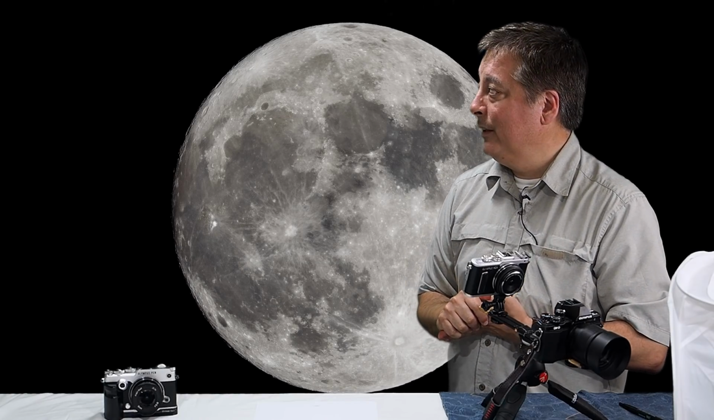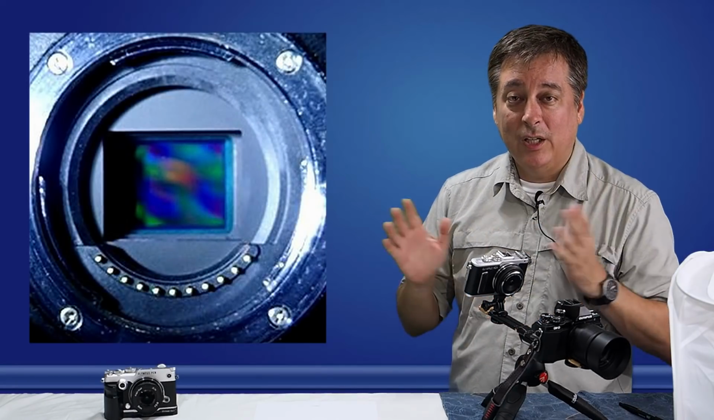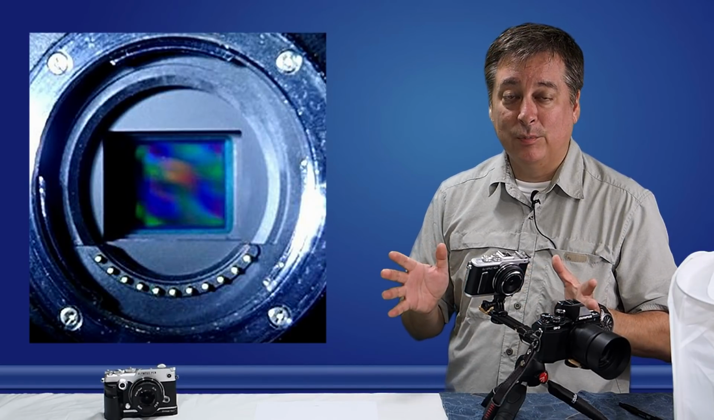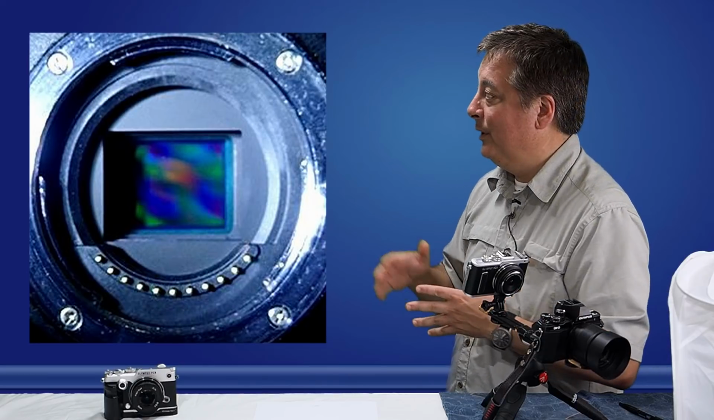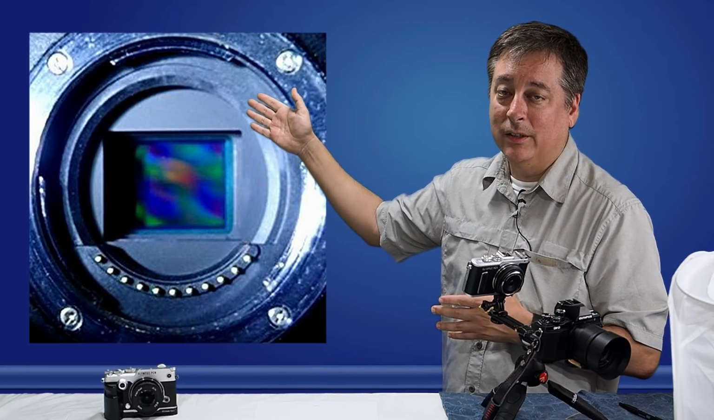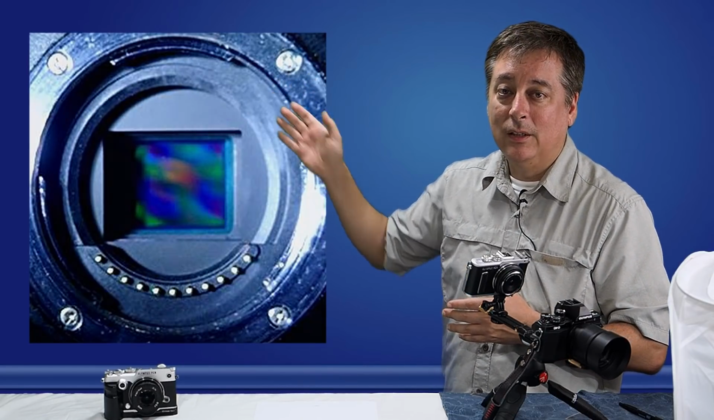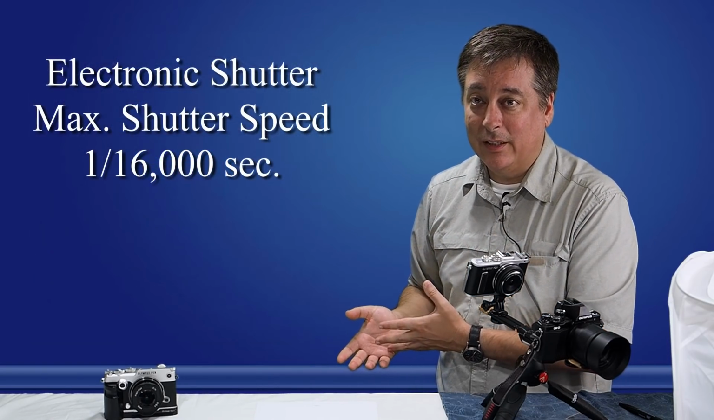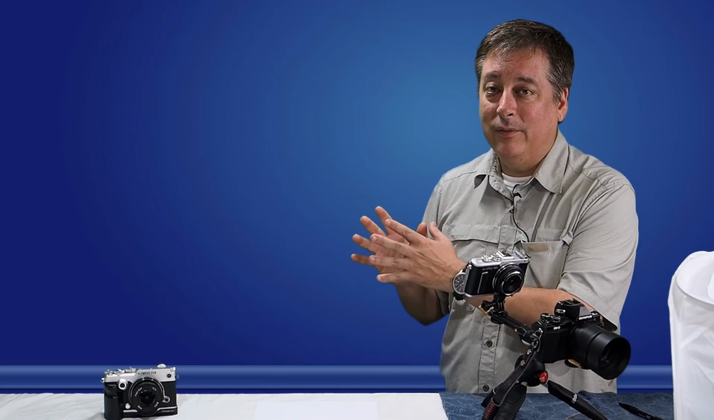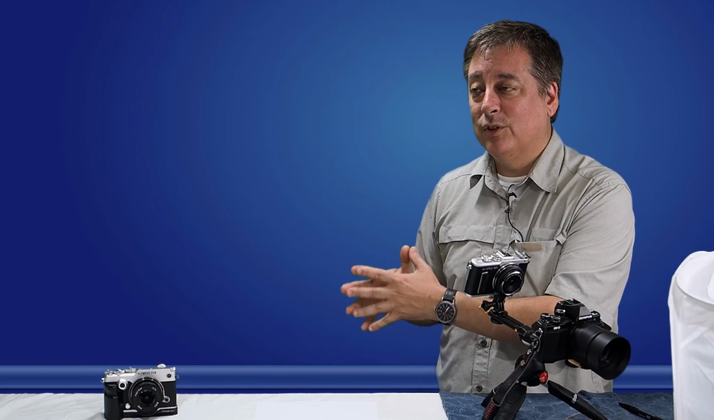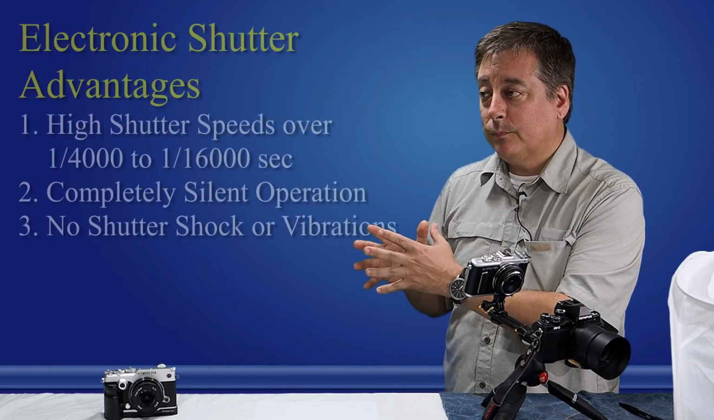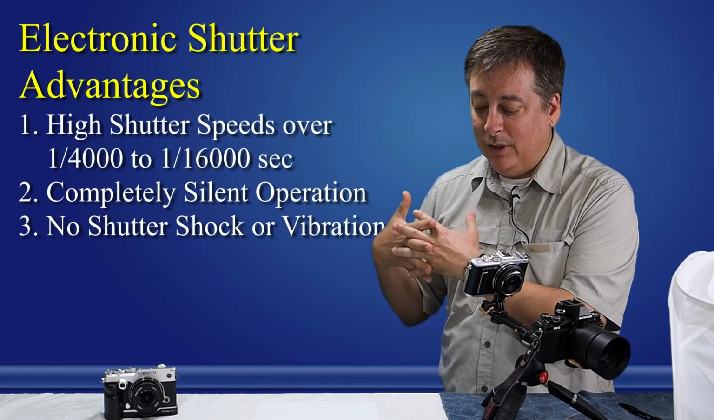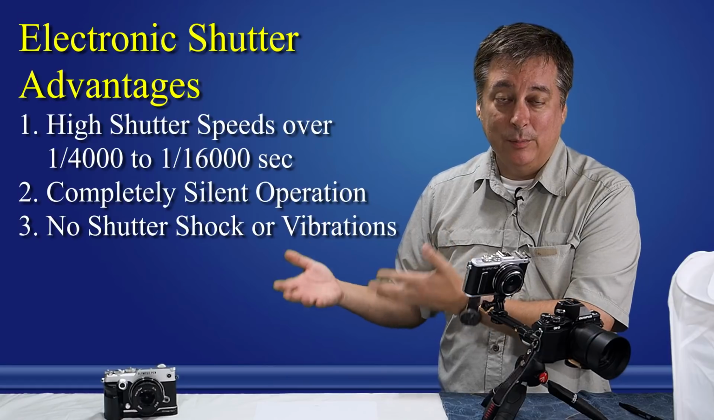Okay, and then finally there is the electronic shutter, which eliminates any shutter movement at all. All it does is turn the sensor on and off, up to 1/60th of a second or 1/16,000th of a second. So you can achieve very, very fast shutter speeds in terms of exposure using an electronic shutter. And the electronic shutter has the other advantage of being completely silent.